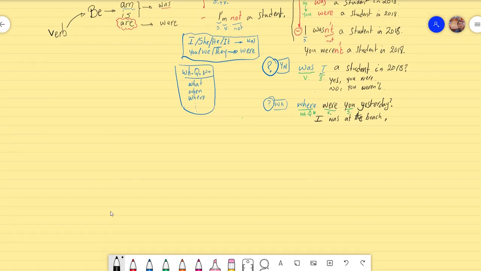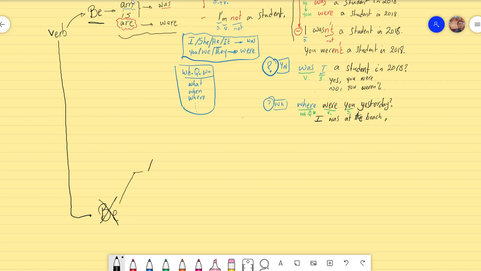Now I want to talk about, I have to go a little bit down so I have enough space. Alright, so one form of the verb is be, another form, the verbs that are not be. The verbs be are these ones: am, is, are, was, were. Every other verb is here.